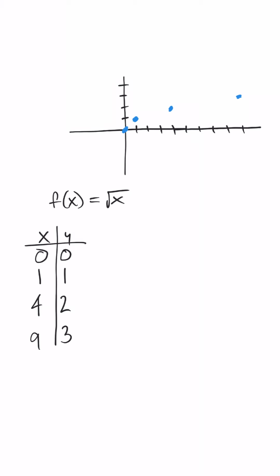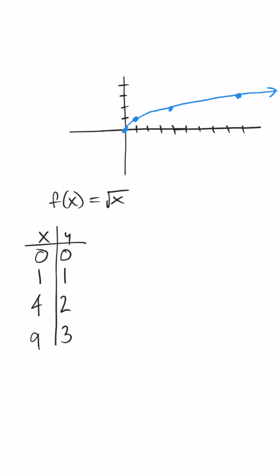And what we're going to find is this curve that extends out forever to the right and does continue to go up. It just doesn't go up as quickly as it goes to the right.